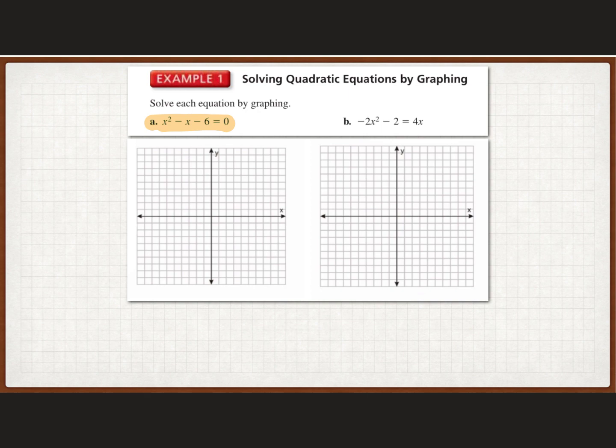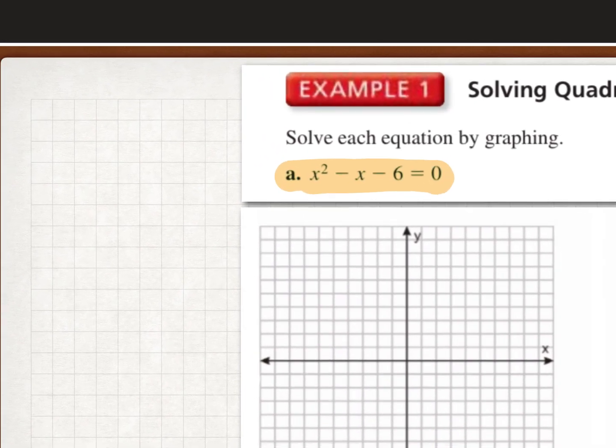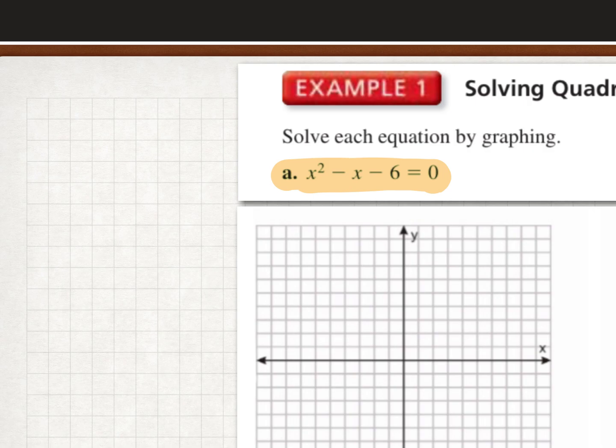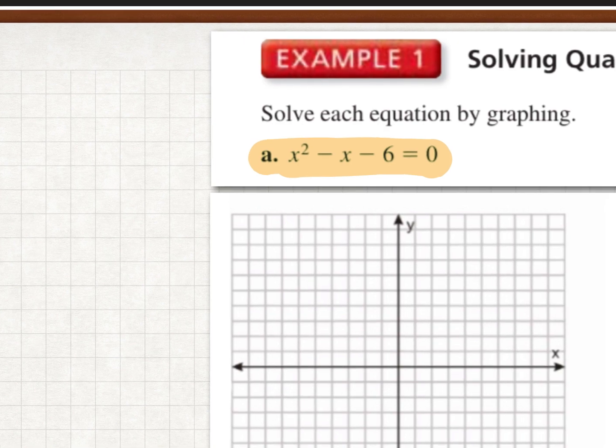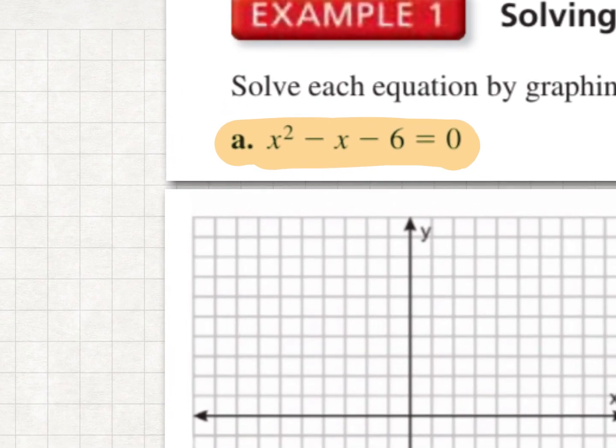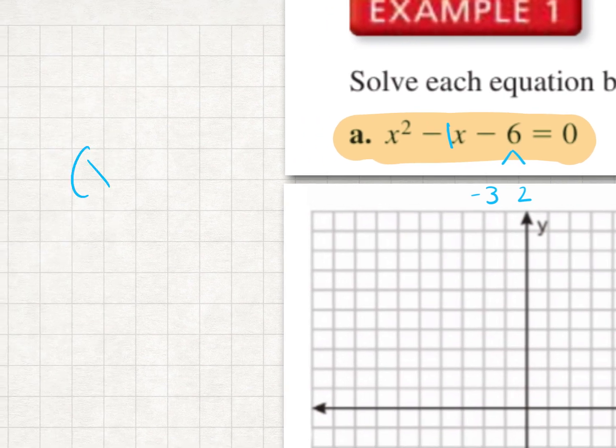So we want to solve by graphing. Looking at A, when solving by graphing, it's solving with factoring also, because we have to factor it in order to find the zeros. So for this one, I want to see what are two factors of -6 that add to -1. That would be -3 and 2. So when I write my factors, I write it as x minus 3 and x plus 2.